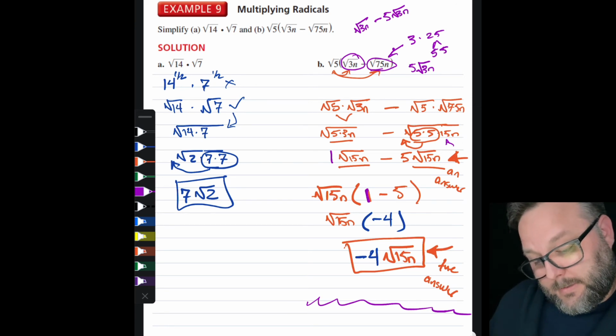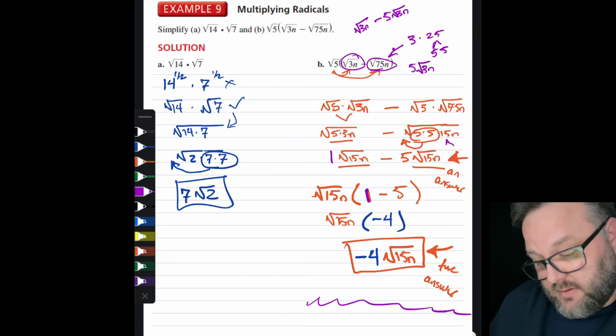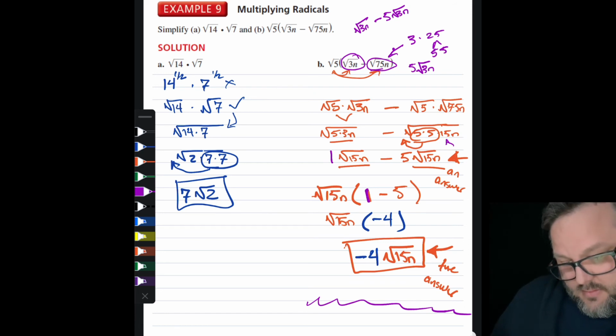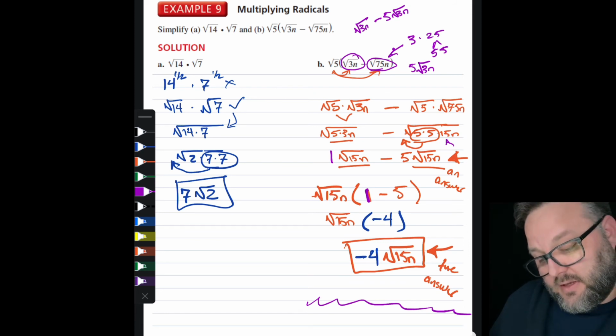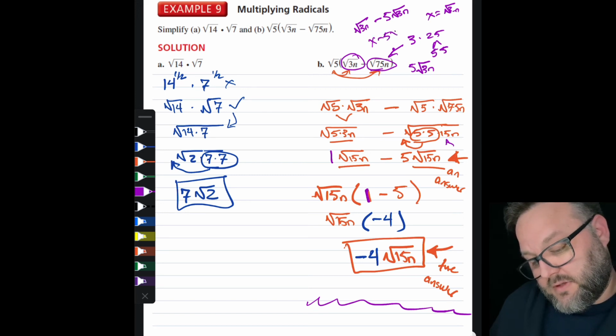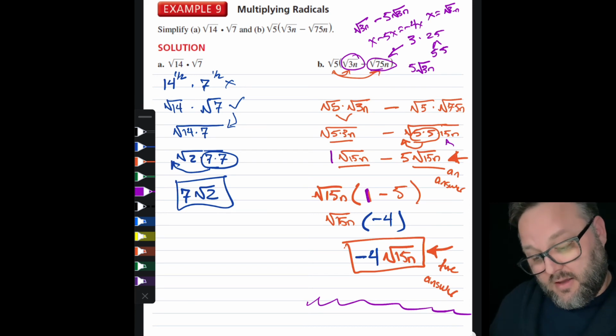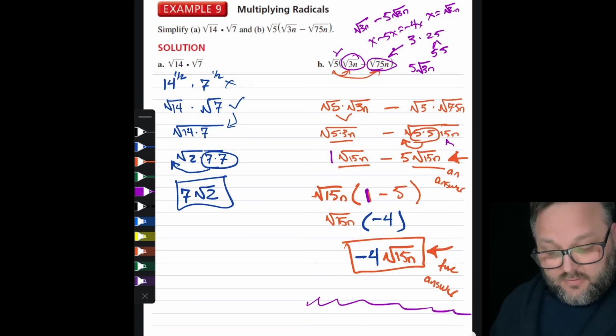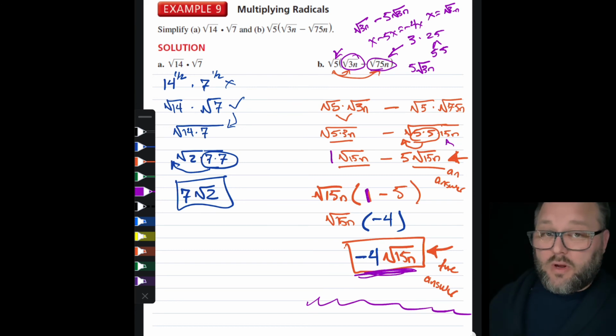So if I have this, and let's say I have x equal to radical 3n, then it's also true that now I have x minus 5x, which is equal to negative 4x, and I can plug it back in, and then I could multiply it by this radical 5 and end up getting the same thing. So remember, everything in purple is a secondary way of doing it. You don't have to have done it.